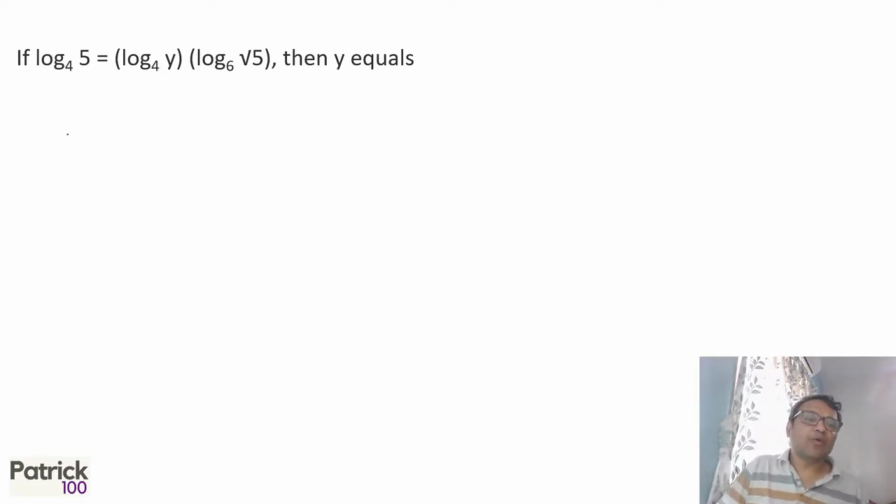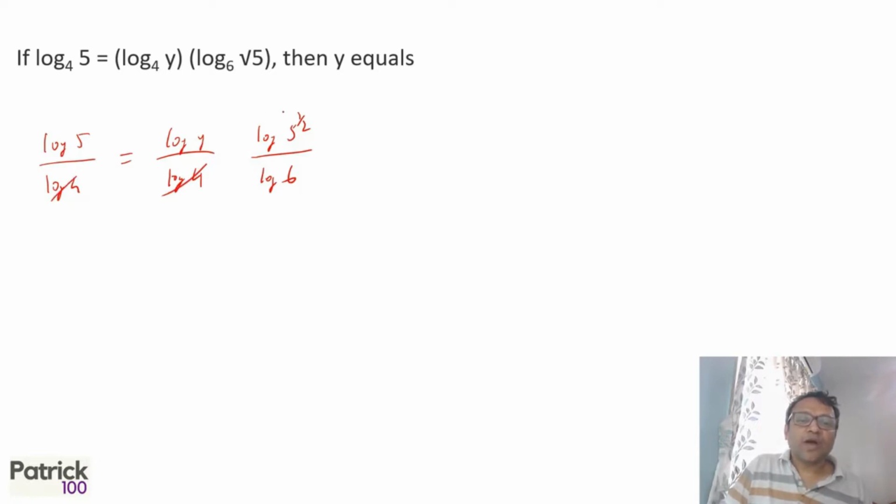Now, if I want to solve this, you can make out log 5 upon log 4 is the left hand side. Right hand side becomes log y upon log 4. Log root 5 is nothing but log 5 raised to half, and log 6. So log 4 gets cancelled. Even this log 5 raised to half is nothing but half log 5. So log 5 also gets cancelled. So basically what you have is 1 is equal to half log y upon log 6.